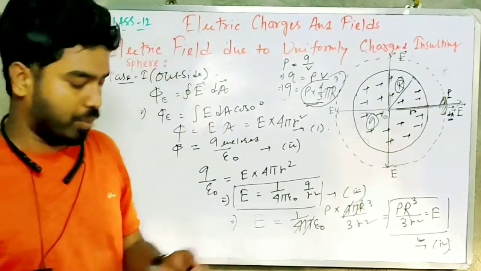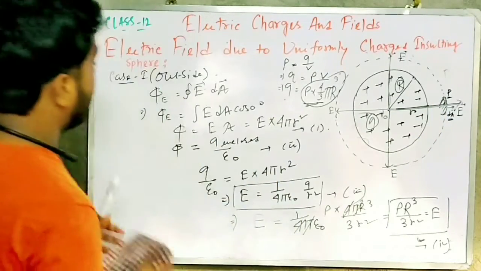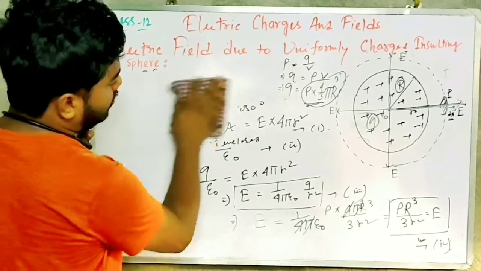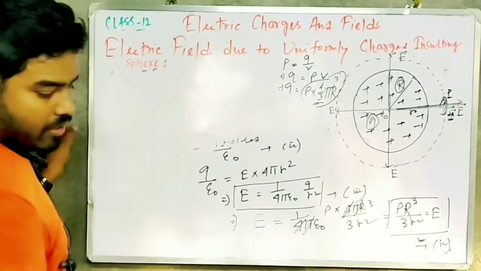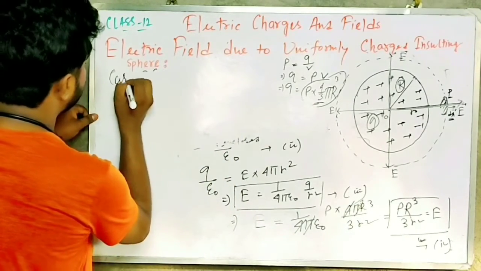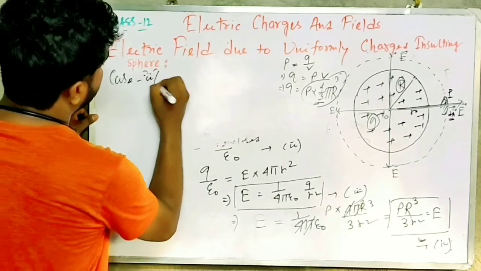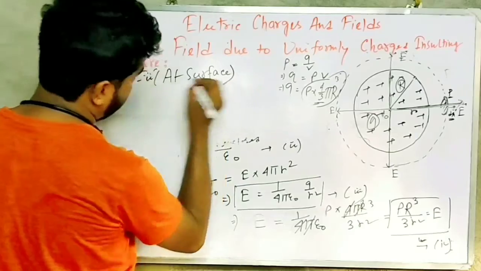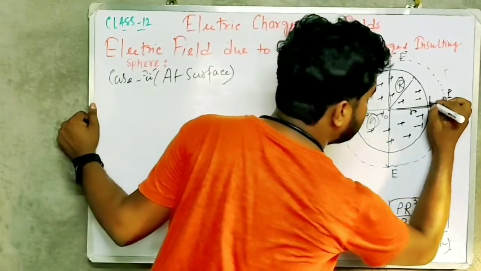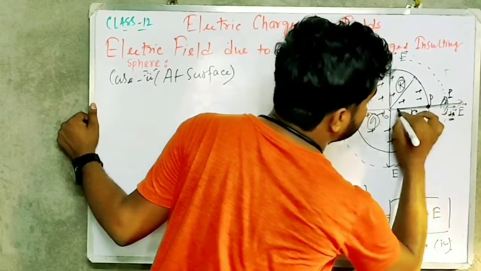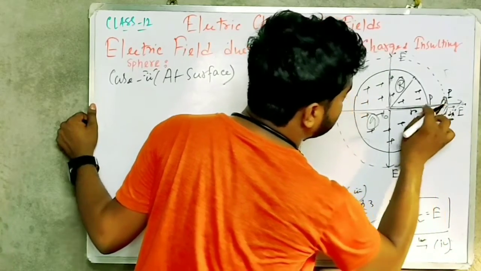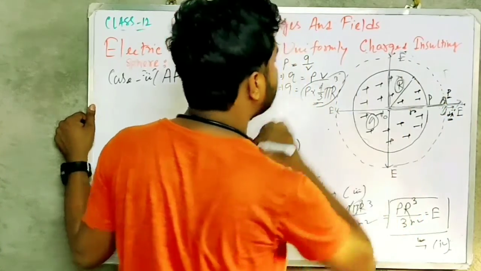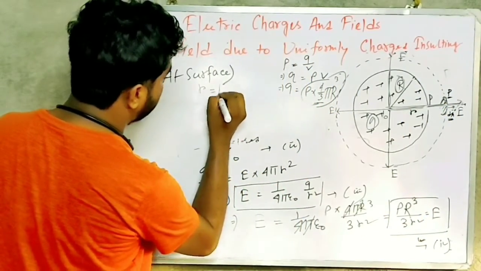Now case number 2, and in case number 2 we have to calculate electric field at the surface. So what will be the expression? Just similar to the previous one, case number 2, at surface, when the point P is represented here, this r will be decreasing, and exactly this small r will be equal to the capital R. So at surface, small r is equal to capital R.